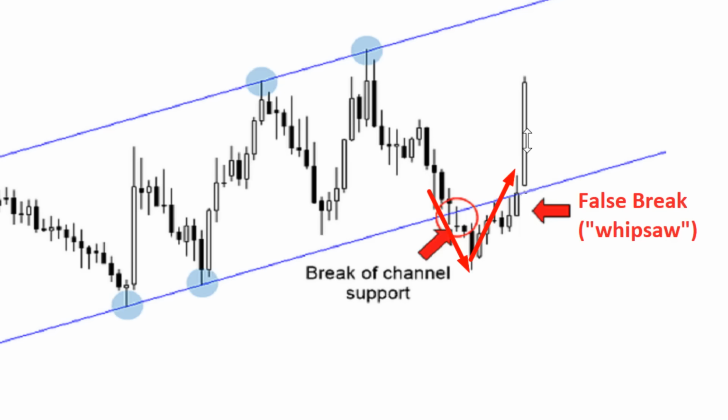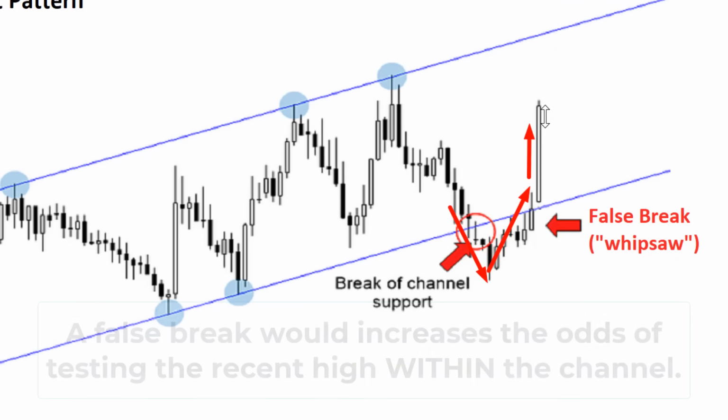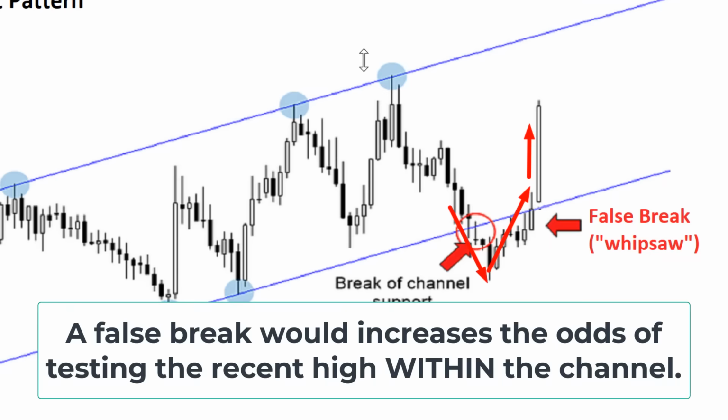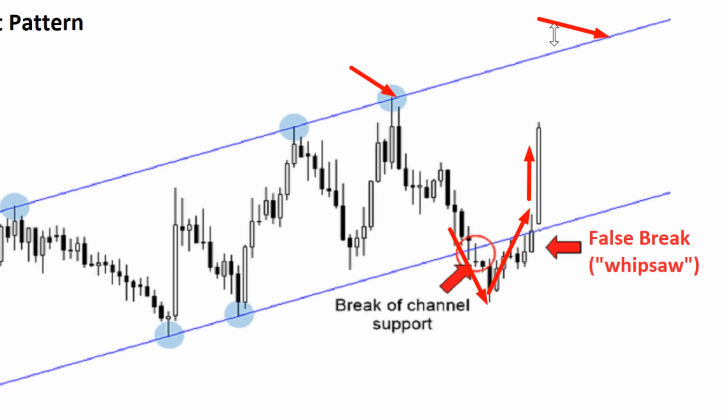By the way, we need to see a sustained move back within the channel to show us the price wants to continue the uptrend, or indeed to test the prior highs within the channel. In other words, if price does something like this, a whipsaw or a false break, and goes back within the channel, the probability increases for price to retest the prior high within the channel itself, and potentially the upper part of the channel as well.